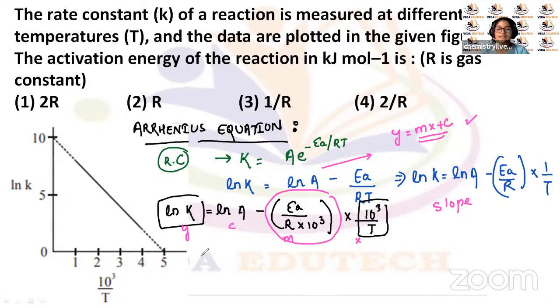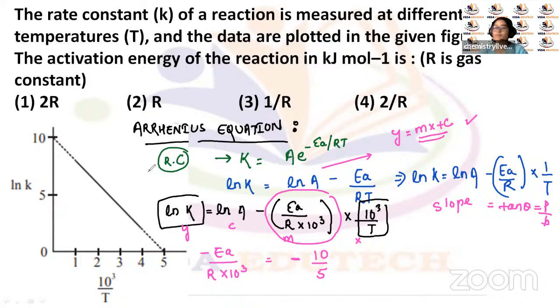Okay. So I can write here minus Ea by R into 10 to the power 3 is equal to minus, we know that slope is tan theta. Slope is always equal to tan theta. Tan theta is equal to perpendicular by base. And here the slope is negative because you can see that the graph is downwards, right? That's why I've given a negative sign here. Tan theta, p by b, so this is going to be 10 by 5. I hope this much is clear.